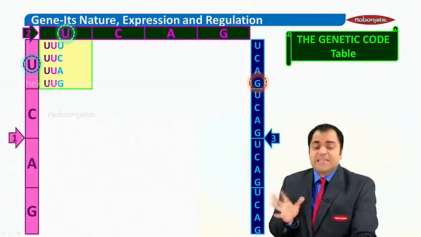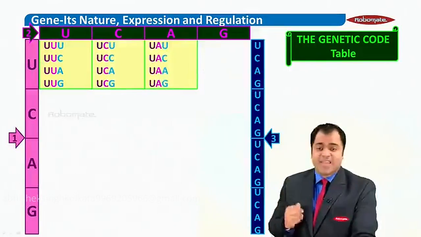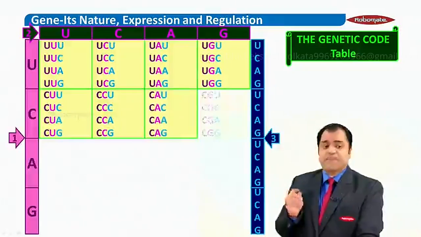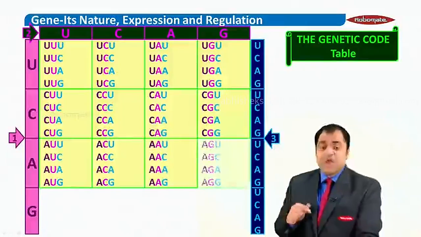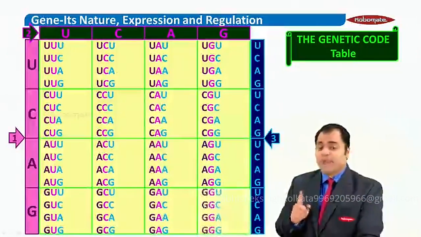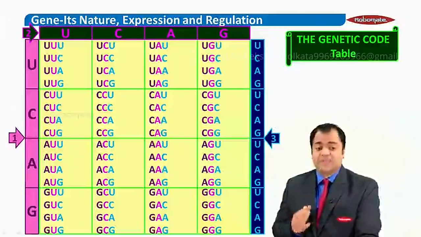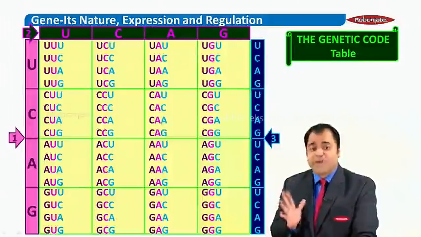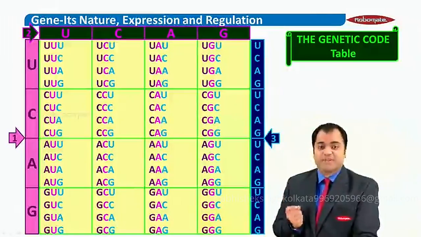Similarly, you will fill up the entire table. Carefully observe the table. Every time you're filling up the table, you're choosing one base from position 1, one base from position 2, and then individually choosing one base each from U, C, A, G at the third position, and you're putting up here all 64 possible codons. And this is the genetic code table.